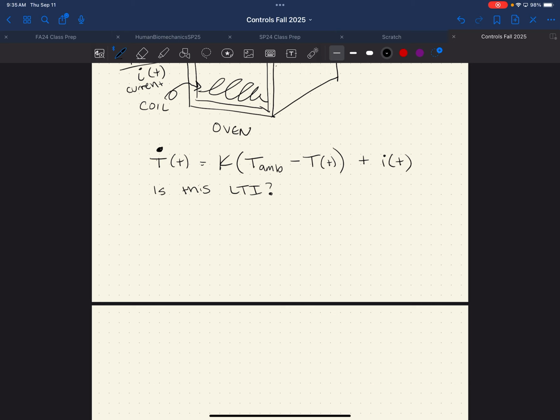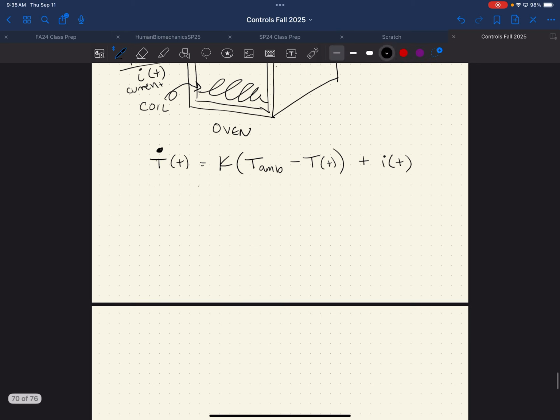Let's distribute the K term and look at what happens. We have a K times T ambient minus K temperature of the oven plus I of T. Okay, so we have our input and our output, and then we have this term here. Is this term changing in time? No, it's just a constant, right? We assume that the ambient temperature is something that is not affected by our oven. In all actuality, it probably is affected a little bit, but we assume that it is not. So T ambient is constant. Our constant K doesn't change. So we have a constant term.